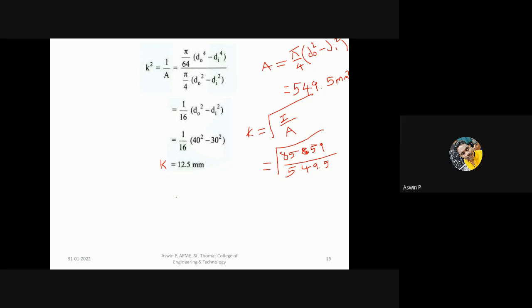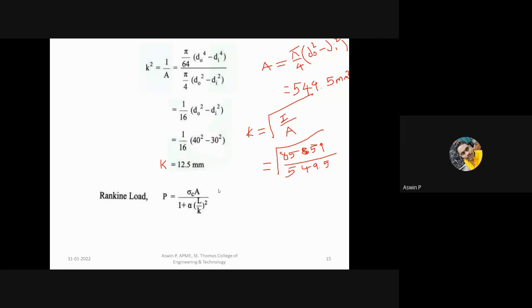And after finding K, you need to check what are the things missing in Rankine's load or Rankine's crippling load. Just compare the equation. P is the Rankine load. Sigma C is available in our question paper. And area is already found as 549.5. And alpha is given in the problem, that is 1 by 7,500. LE is given as 2,500. And K is found as 12.5. After substituting all these values, you will get the answer directly.